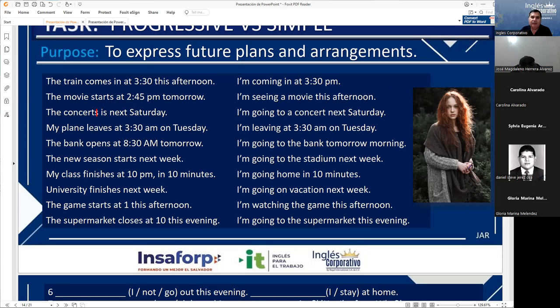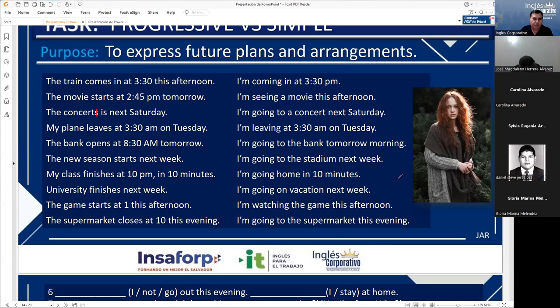The bank opens at 8:30 a.m. tomorrow. What do you say? I'm going to the bank tomorrow morning. The new season starts next week. I'm going to the stadium next week. My class finishes at 10 p.m. in 10 minutes, right? I'm going home in 10 minutes. If you say, yes, teacher, that would be nice. No, in more than 30 minutes.